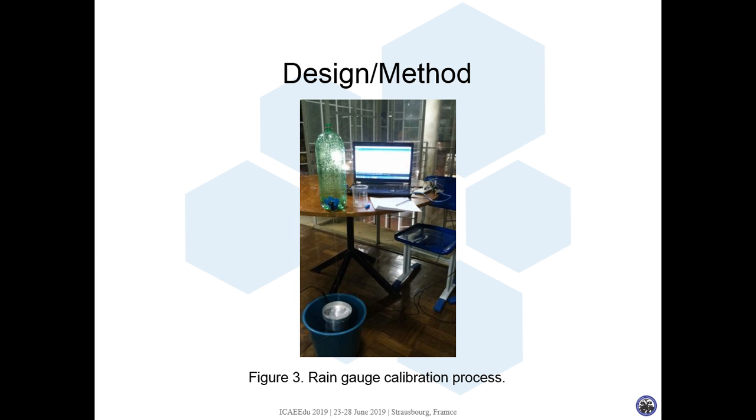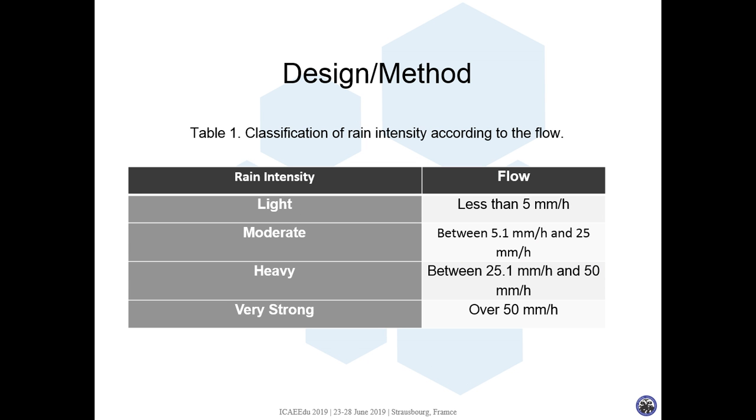For the wind speed, the Beaufort scale was used. For the rain rate, this one, for example. The rain intensity changes according to the flow. A light rain corresponds to a flow of less than 5 mm per hour, a moderate one between 5.1 and 25 mm per hour, a heavy one between 25.1 and 50 mm, and a very strong rain is over 50 mm per hour.